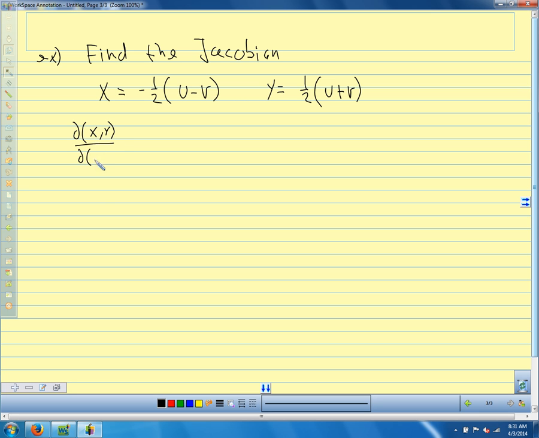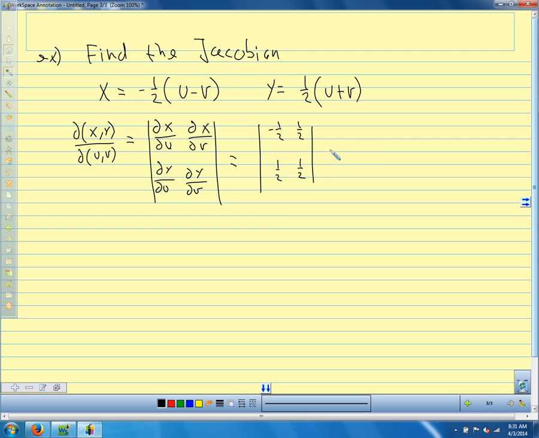partial of x, y with respect to u, v, and just a reminder, it's this determinant: partial of x with respect to u, partial of x with respect to v, partial of y with respect to u, partial of y with respect to v. So I'm going to plug my partial derivatives into this determinant. Well, partial of x with respect to u is minus 1/2. The partial of x with respect to v is positive 1/2. Partial of y with respect to u is 1/2. Partial of y with respect to v is 1/2. I evaluate that determinant, and I get minus 1/2. So if we were using this change of variables, we would have this factor of minus 1/2 as part of our integrand.